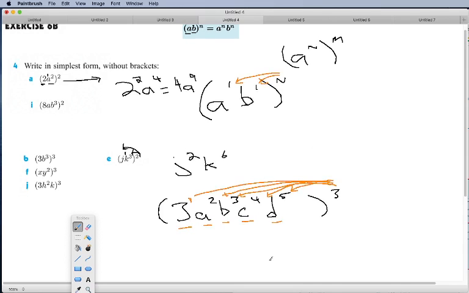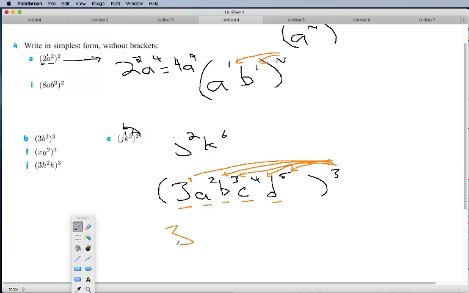So in this example, if we did it, we'd have 3 to the power of, well, 3 times 1 is 3. A to the power of 3 times 2 is 6. B to the power of 3 times 3 is 9, so we have b to the 9. C, 4 times 3 is 12. And finally, we have 5 times 3, which is 15.